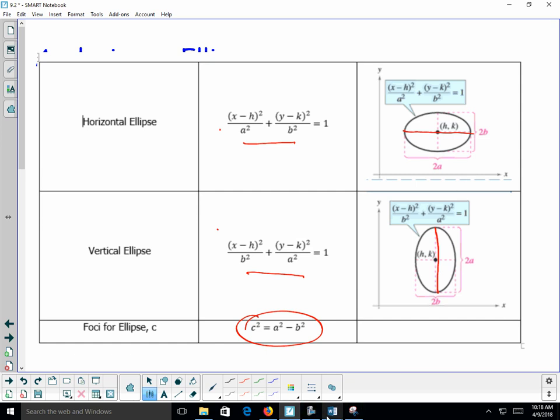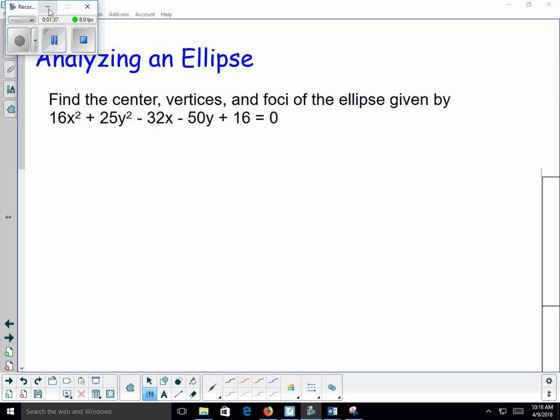So first of all, I'm going to clear some of this stuff out of our way. Here I have an equation. How I can tell that it's an ellipse before I even start is that I have the x squared and the y squared. But what I notice about the x squared and the y squared, which is different from a circle, is that the coefficients are different. So in this example, I have 16x squared and 25y squared. Those are different. So that's going to tell me that it's an ellipse and not a circle.